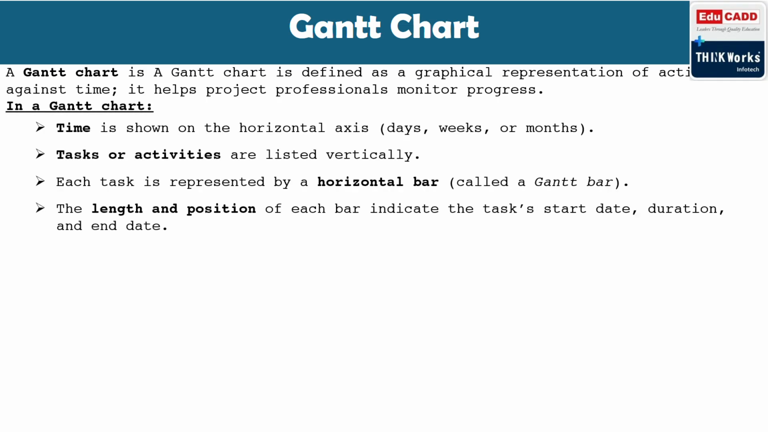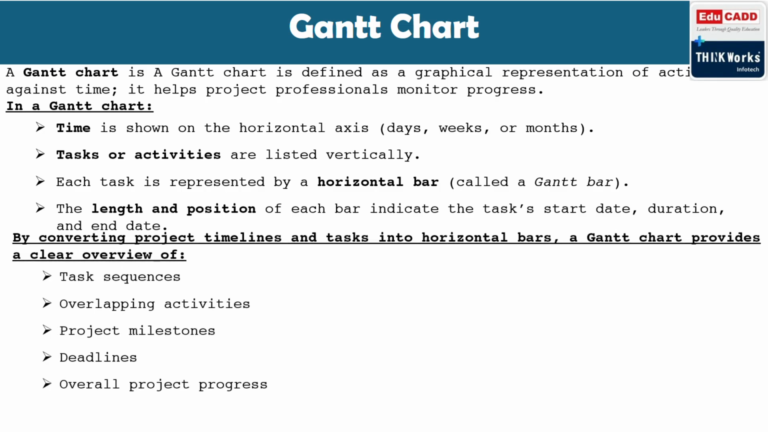In this, we show the time on a horizontal axis, and tasks or activities are listed vertically. Each task is represented by a horizontal bar, and its length and position are decided by the duration, where we can see the start date and end date. With this Gantt chart, it is easy to identify the task sequence, what activities we are doing parallelly, and the project milestones and deadlines.